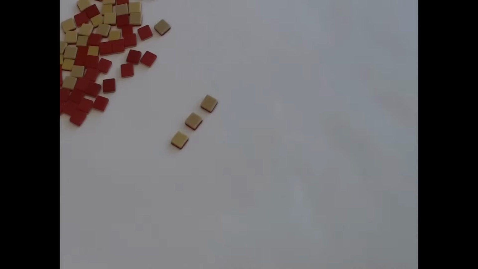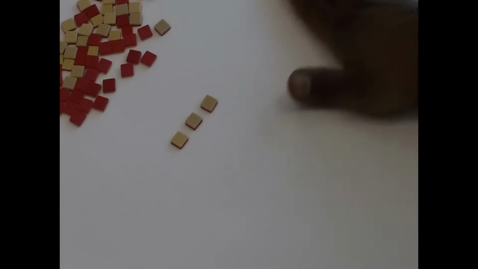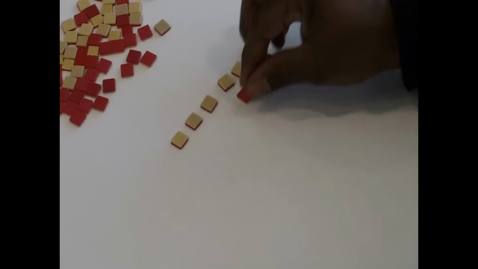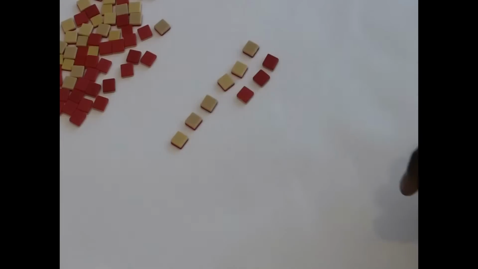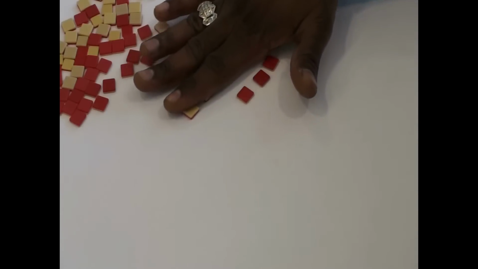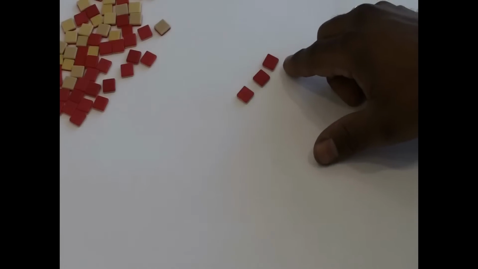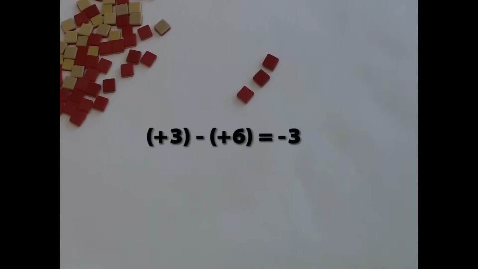This is where our work with zero pairs helps us out. Adding zero pairs to a number does not change the value of a number. So I can create the 6 positive squares I need by adding 3 zero pairs. Now I can take away 6 positive squares. And when the 6 positive squares are removed, I'm left with 3 negative squares. Therefore, the answer to +3 minus +6 is -3.